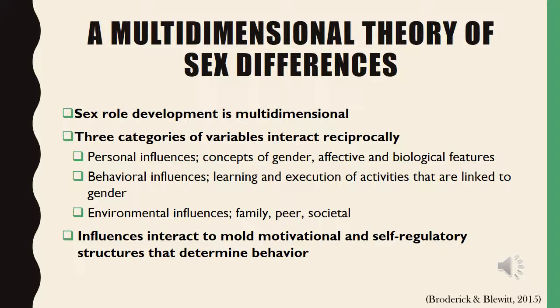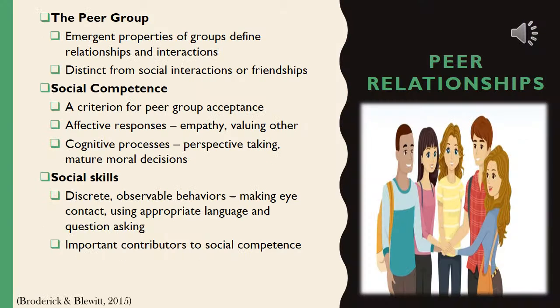And so, taking more of a multidimensional approach, it's not just cognitive, it's not just affective, it's not just social, but it's all of these areas interacting with one another to create the concept of gender identity in middle childhood and adolescence. And then there's the importance of peer relationships. So we're going to have some concept of our gender or our sex differences.